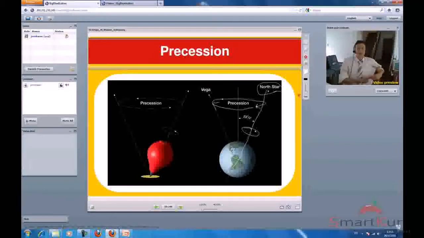However, the Earth is wobbling away from Polaris, so it won't be like that forever. In another 13,000 years, we'll be pointed at Vega.